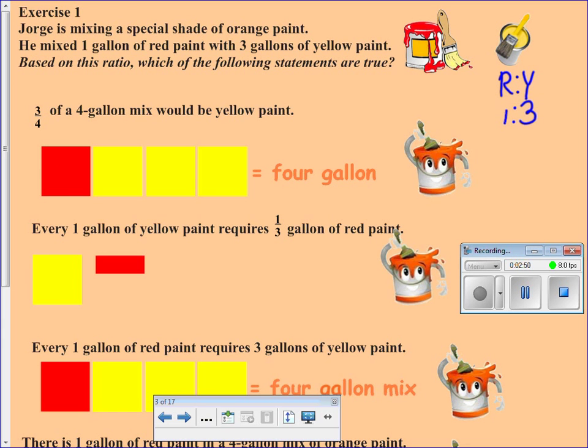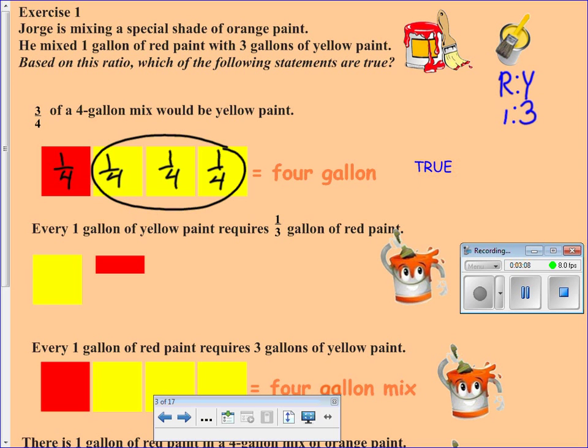Well, let's see. Some of you are chicken and waited for everybody else. Don't be chicken. Take a chance. You've got nothing to lose. If you're wrong, you know what happens? I explain it. That's a good thing. So 3/4 are yellow. So this statement is true. So go ahead and write true in your notes next to the first bullet.